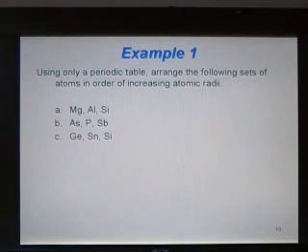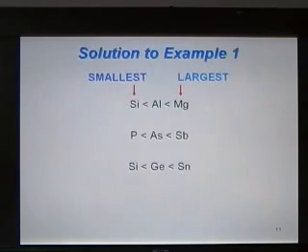So let's look at our first example. Using only a periodic table and your knowledge of the periodic trend for atomic radii, arrange the following atoms in order of increasing atomic radii. So let's look at the answers to these three examples.